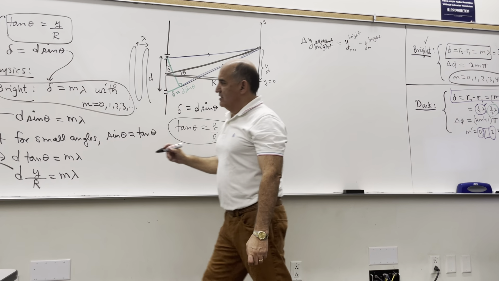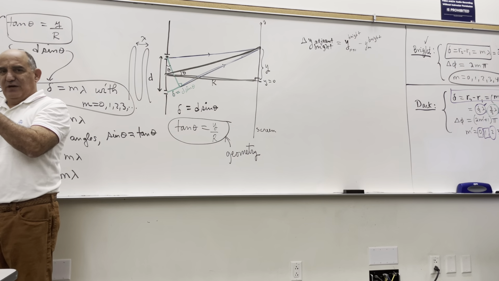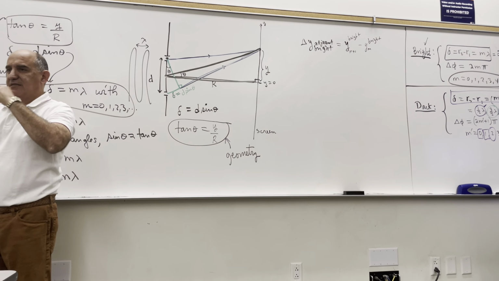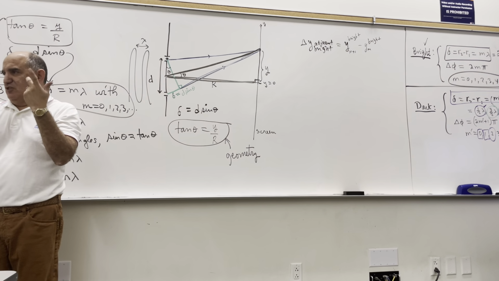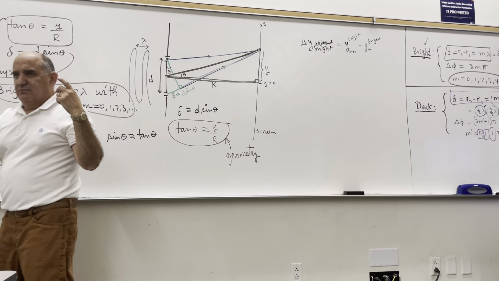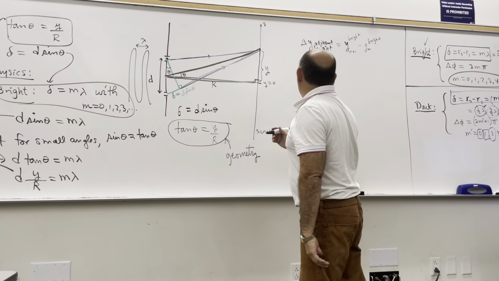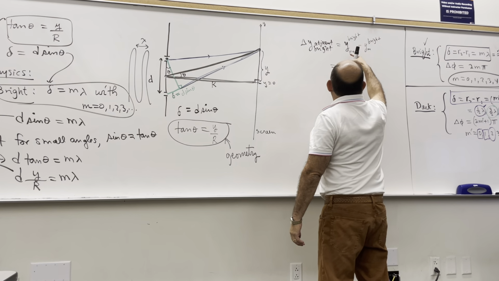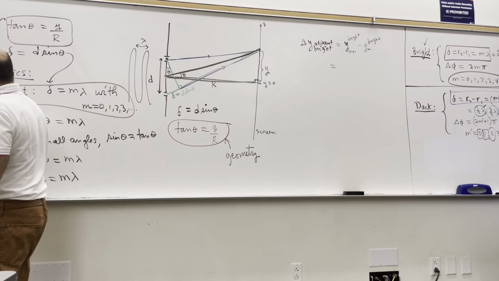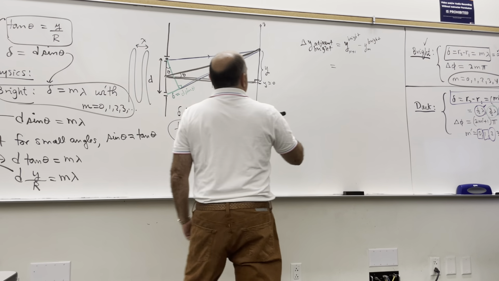In other words, this is for any bright spots. But if I want two adjacent bright spots, if m is 20, the next one is going to be 21 or 19. If m is 15, if it's adjacent, the next one is going to be 16 or 14, right? So if one is m, the other one I'll just make m plus 1. So what is this separation? What is the value of y for m plus 1? Well, I just make m plus 1 over here. So it would be (m plus 1) r lambda over d.